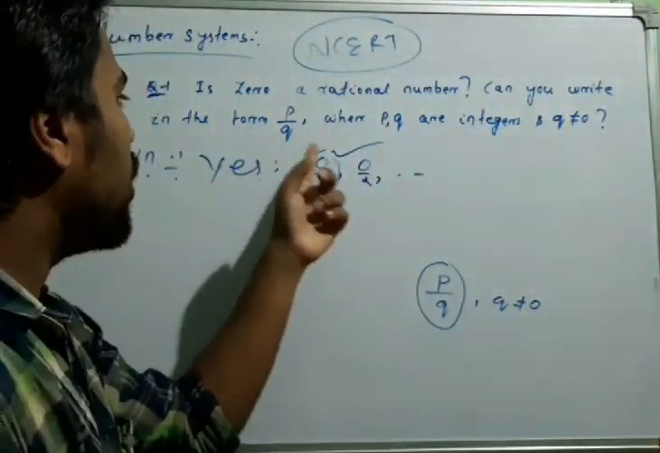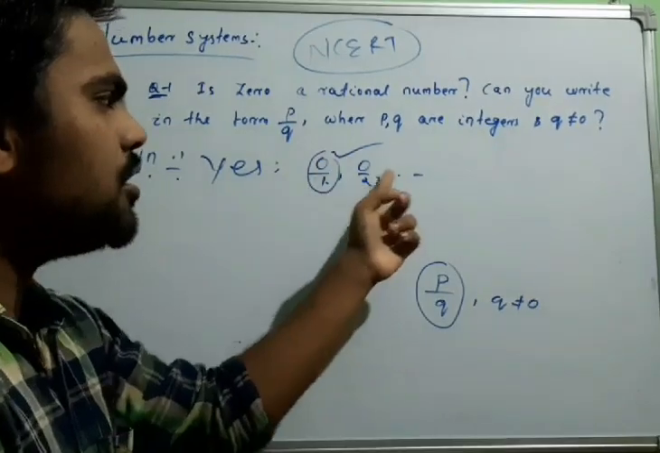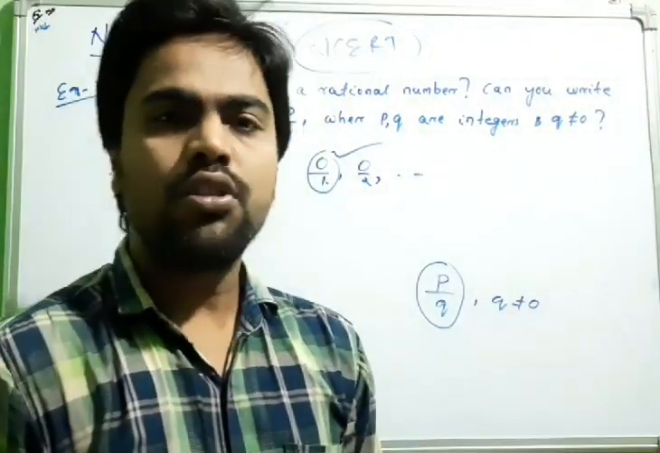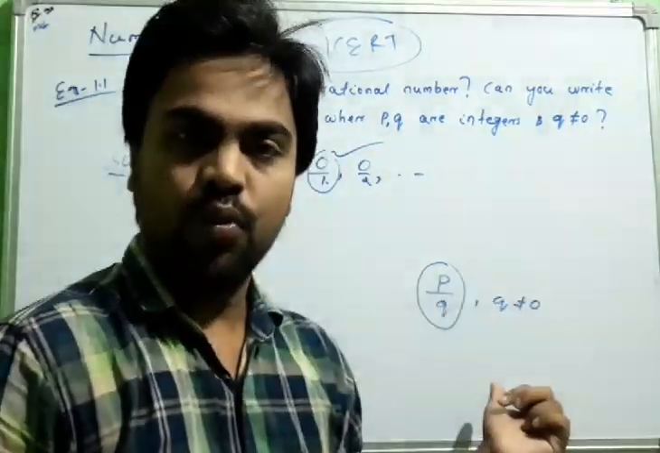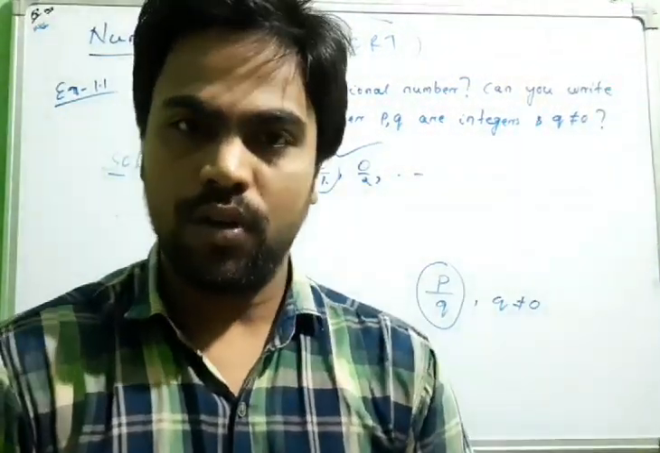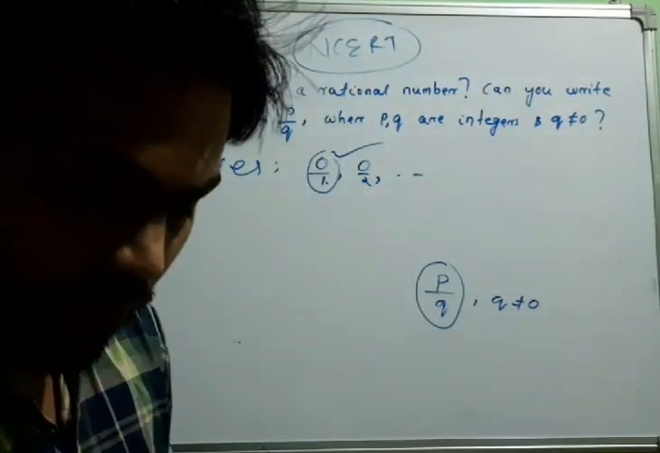Can you write it in the form of p by q? Yes, I can write 0 by 1, 0 by 2, 0 by 3, like this. So 0 is a rational number and I can write it in the form of p by q, and q is not equal to 0. Clear? So next question. Let's proceed.